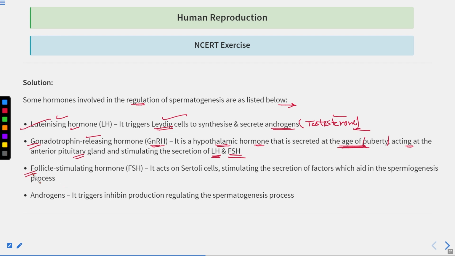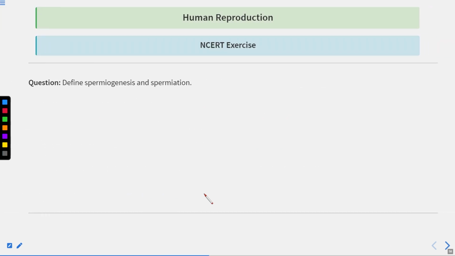Now let's talk about the follicle stimulating hormone. It acts on the Sertoli cells, stimulating the secretion of factors that aid in spermiogenesis. So spermiogenesis is stimulated by follicle stimulating hormone. Clear? And it acts upon the Sertoli cells, which are also known as the nurse cells. What was spermiogenesis? Transformation of spermatid into a spermatozoa. Then androgens, these are known as the male hormone. They trigger inhibin production, regulating the spermatogenesis process. Clear?